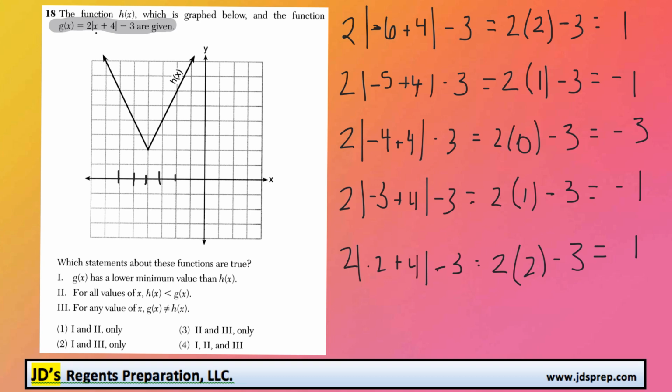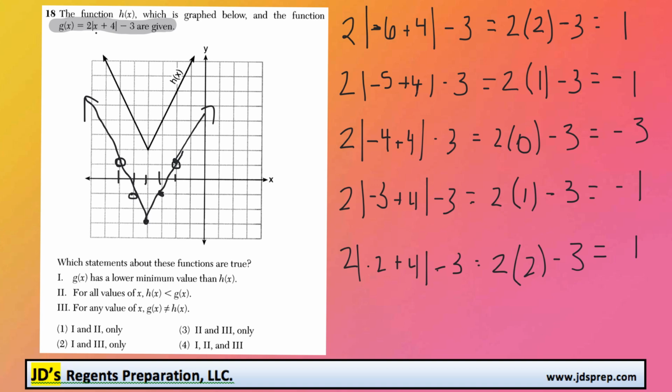So when x is -6, y is 1. When x is -5, y is -1. When x is -4, we get a y value of -3. Next would be -3, -1, and finally -2 and +1. So we can see that this does form a pattern here. Something like that. Okay, so let's take a look at our possible answers here.